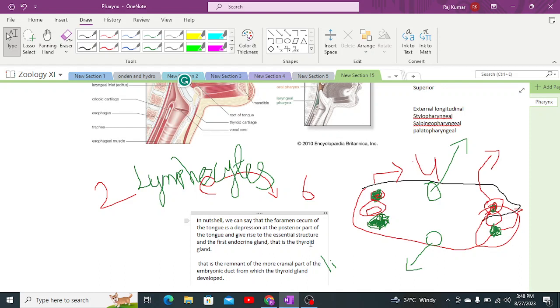Basically, it is the depression, or the part where the cranial part of the embryonic duct from where the thyroid gland is developed then develops the thyroid gland, but after the embryonic stage, the thyroid gland is again situated inside the neck.